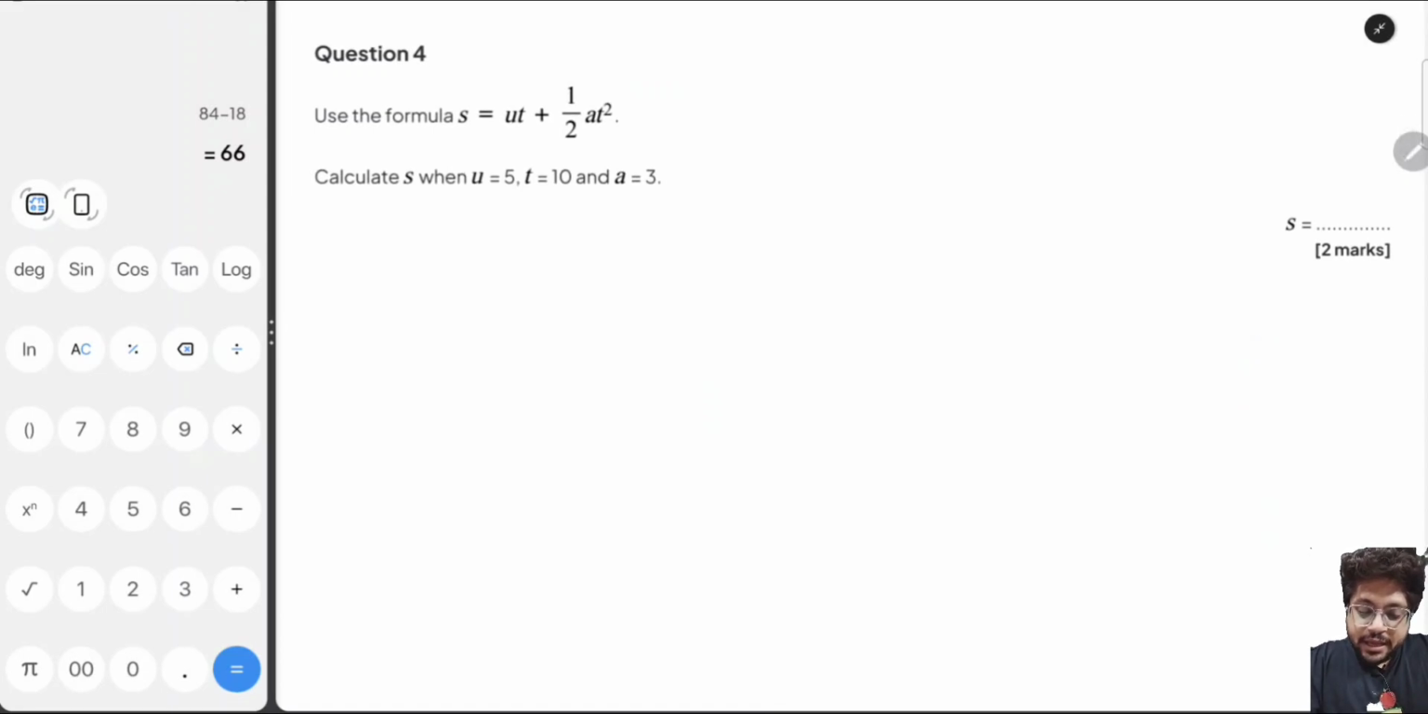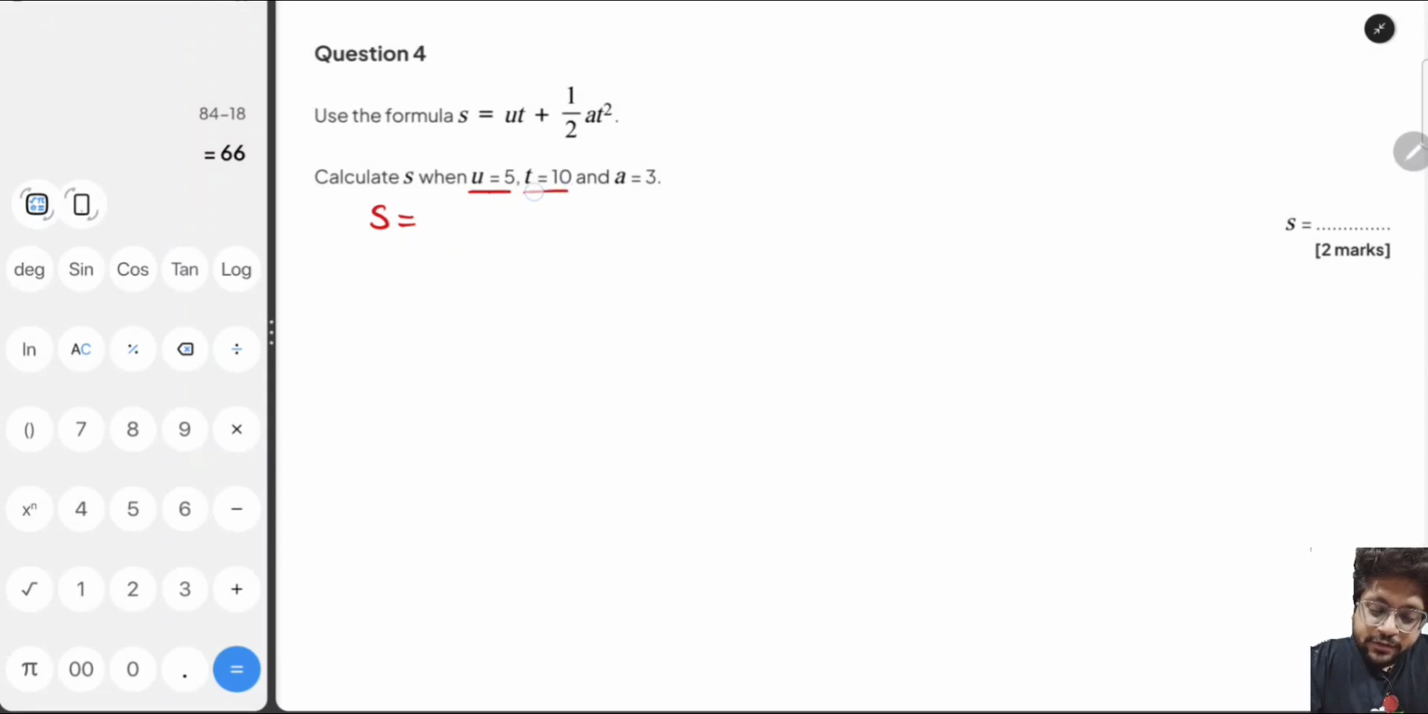See the fourth question. Use the formula S is equals to ut plus half at square. Very familiar formula. You might have used this formula in mechanics in your physics curriculum, which is there in the motion. So let's see, S is the displacement in that case, U used to be the initial velocity, T is the time, and A is acceleration. But that's fine. That's not the discussion here. Let's just find the value of S.